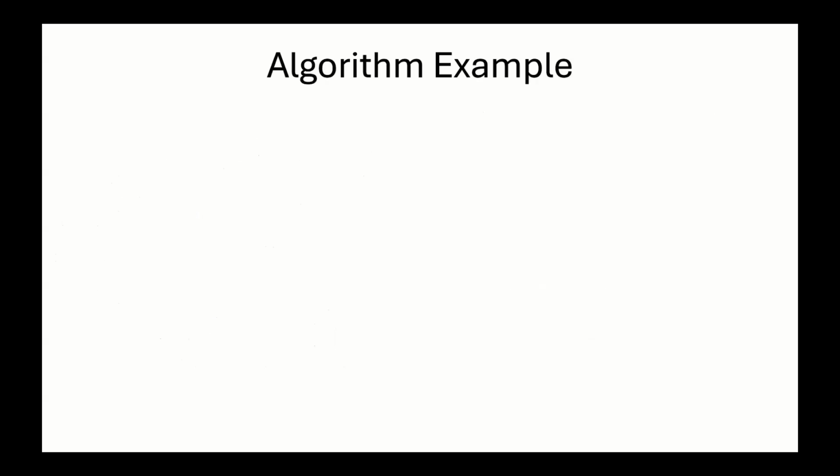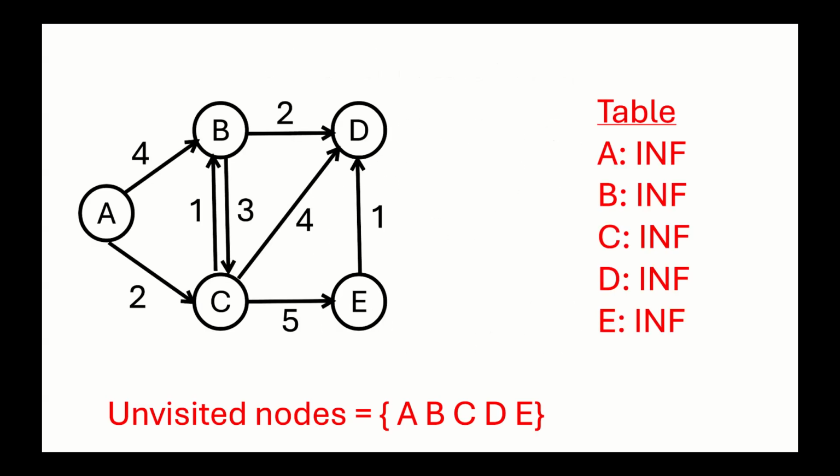Let's see an algorithm example. We will find the single source shortest path from a given node A. Using a table, we will record the distances from node A to the other nodes in the graph. We will also keep track of the unvisited nodes with a list.